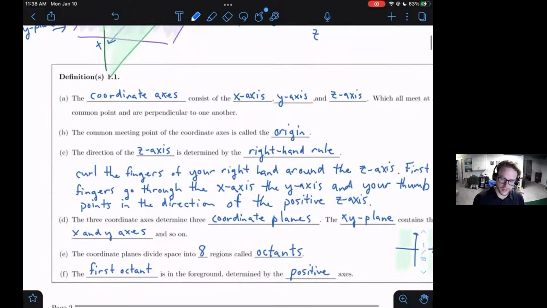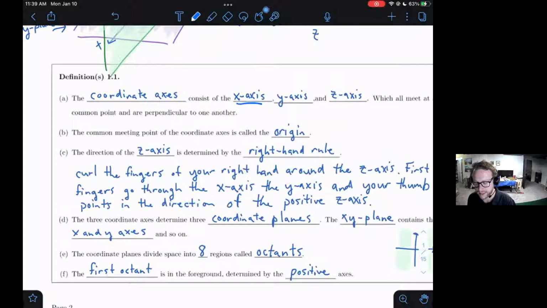So we have these formal definitions here, right? We have still coordinate axes, but now instead of just the x-axis and the y-axis, we now have a z-axis. The common meeting point is still the origin. This z-axis is not random, the way that it comes out of the x, y plane. You have to follow this thing, the right-hand rule.